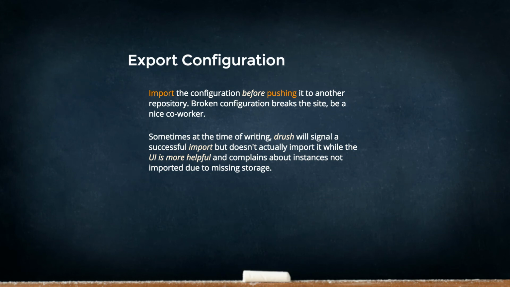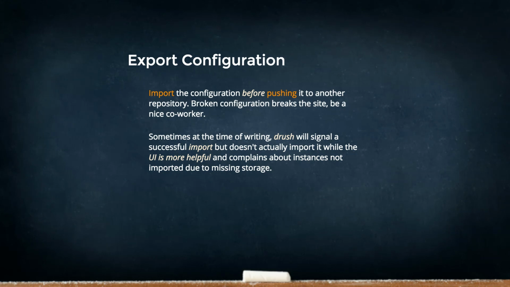So we have to export the configuration. The first thing that we are going to do on our local environments is to import the configuration before we push to another environment. If there is broken configuration that breaks the site, we are not going to push anything, and that's one golden rule.